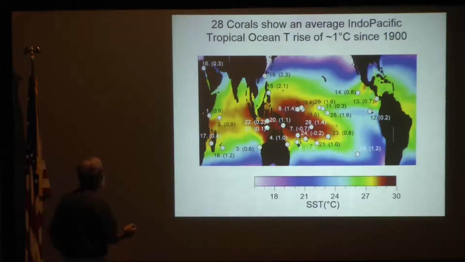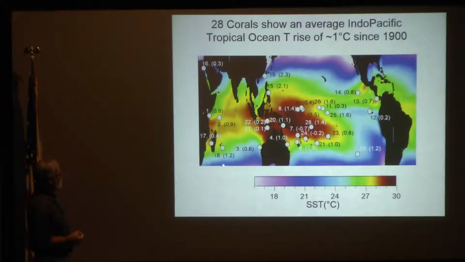So a couple of things here. The number is the site, and it's keyed to my caption. We're not going to look at it. But in the parentheses are the inferred temperature changes since 1900. And there's a couple of things I would say.